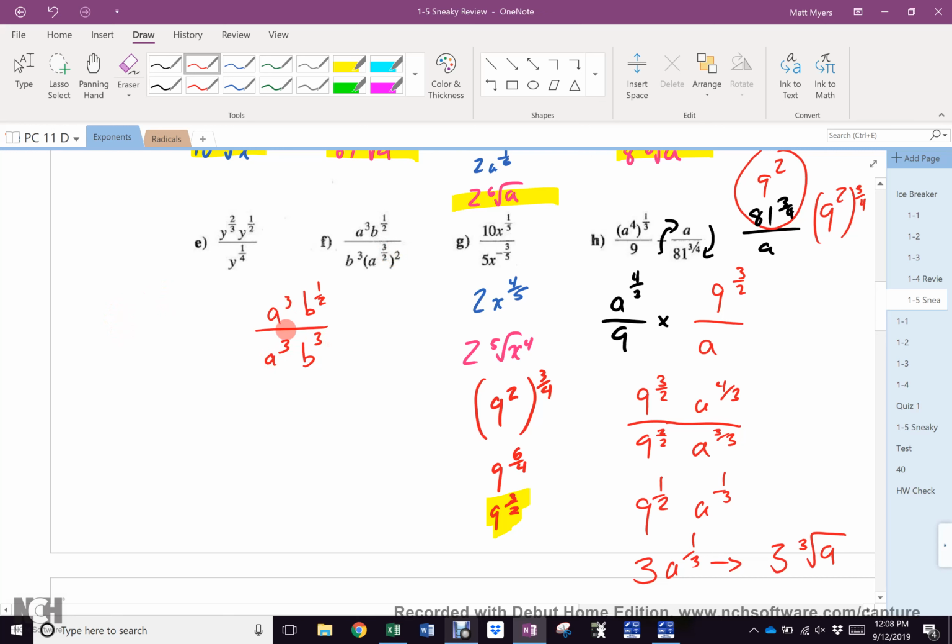Same on the top and bottom. So what do I get to do? Cancel. And I'm left with this, right? What do I do with those exponents? Subtract. 1 half minus 6 halves, because 3 is 6 halves, and I need a common denominator. 1 minus 6 is b to the negative... sorry, negative 5 halves, right? Are negative exponents allowed? So it's 1 over b to the 5 halves. That's as an exponent, and then 1 over the square root of b to the fifth.